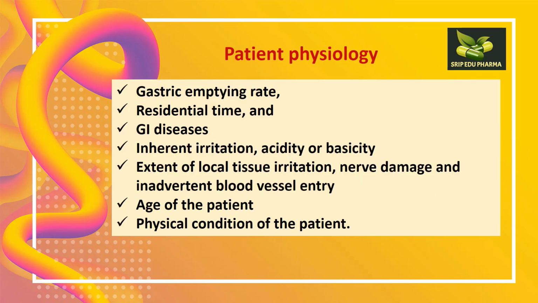When we are preparing the controlled release formulation, we also have to consider the patient physiology, because these are important variable parameters that may affect the release of the drug from the dosage form directly or indirectly. For example, gastric emptying rate, residence time, then GIT related diseases, then inherent irritation, acidity, basicity, then extent of local tissue irritation, nerve damage, inadvertent blood vessel entry, or age and physical condition of the patient.